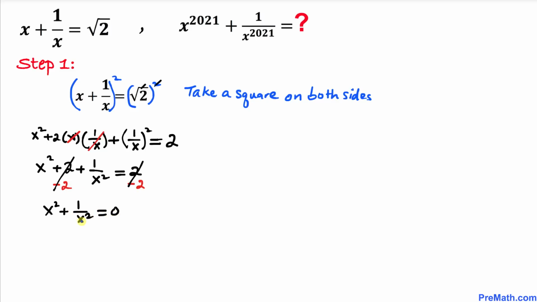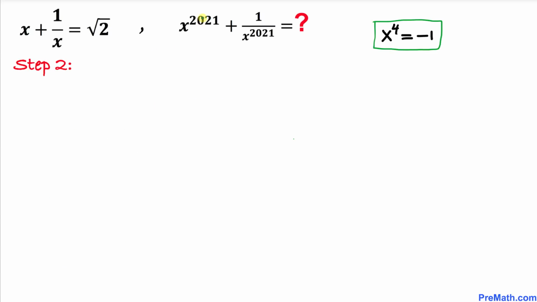Now let's remove this fraction. So I'm going to multiply by x squared across the board with each and every term. So x squared times x squared gives us x to the power 4, plus 1 over x squared times x squared cancels out, so we get 1, equal to 0 times x squared, which is 0. Let's move this 1 to the other side. So x to the power 4 turns out to be simply -1.